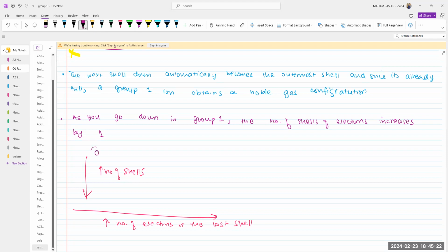So the first element here will look something like this. Two shells with one electron in the last shell, and the last one might have three shells with one electron in the last shell. So the number of shells keeps on increasing, but this point remains constant, which is that the last shell will always have one electron. So group 1 atoms always make ions that have a +1 charge. So they always lose one electron only.